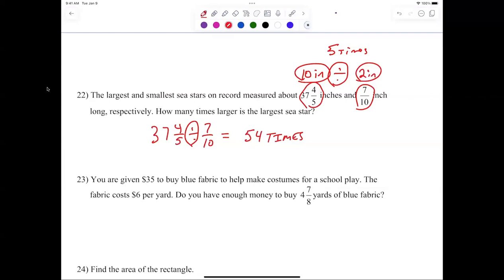You just type in 37, ABC, 4, ABC, 5. There it is. And then you hit divided by 7 ABC 10. All right. Here we go.